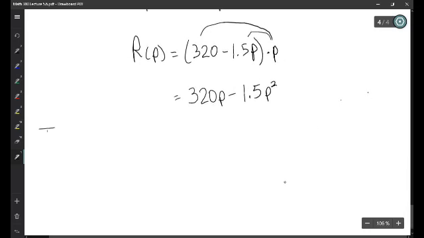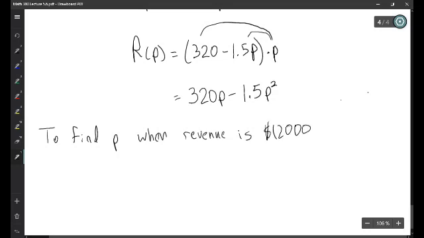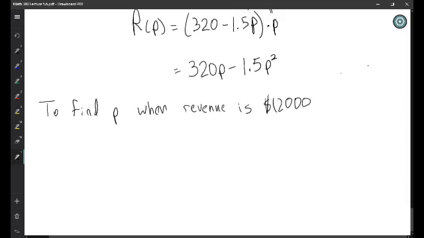Now, to find P when revenue is $12,000, which means what price do you have to charge in order to collect $12,000 from all the consumers who wish to buy your product at that price?